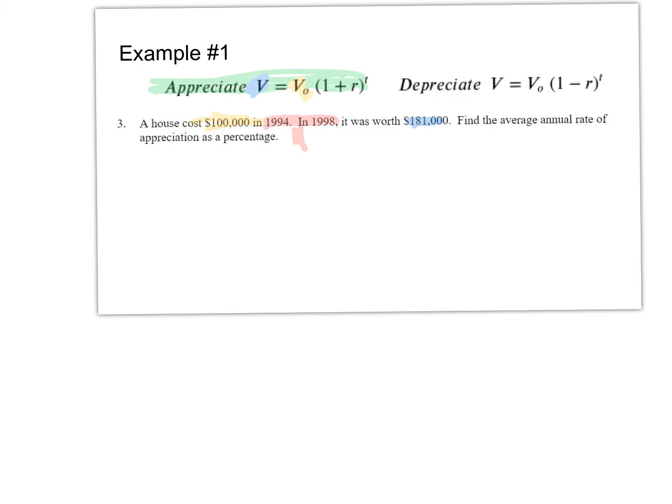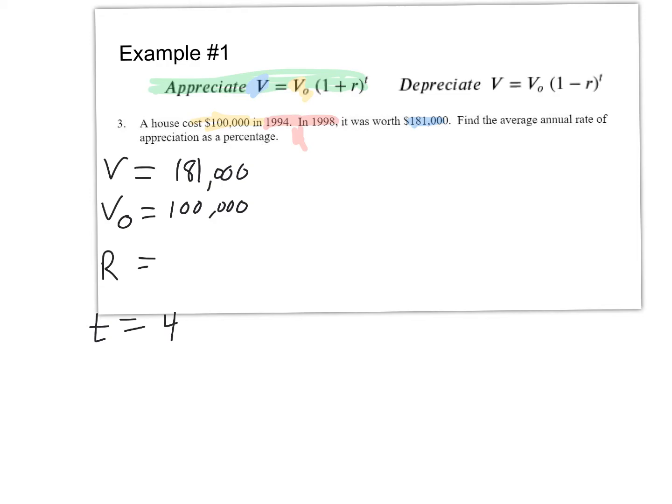So let's set up our stuff here, and we're finding the rate. V, V-O, R, T. So my newer value was $181,000. Original value was $100,000. Rate, I don't know, but the time, we found to be 4 years.